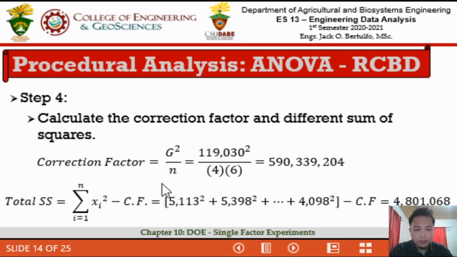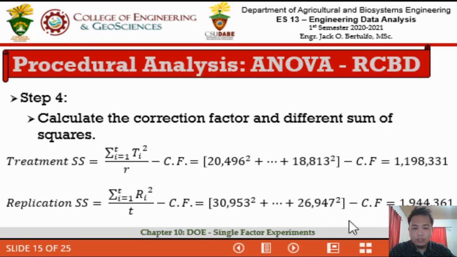For the correction factor, we already solved the grand total. Just square that, then divide by n, where n is equal to r times t. So you have this correction factor here. Then for the total SS, the same procedure: square all the measured values, all 24 of them, then add, then minus the correction factor, and you have the total SS.